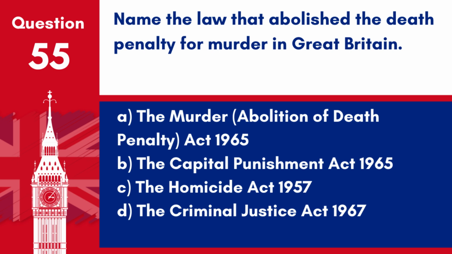Question 55. Name the law that abolished the death penalty for murder in Great Britain. A. The Murder, Abolition of Death Penalty, Act 1965. B. The Capital Punishment Act 1965. C. The Homicide Act 1957. D. The Criminal Justice Act 1967. Answer: A. The Murder, Abolition of Death Penalty, Act 1965. This law abolished the death penalty for murder in Great Britain.